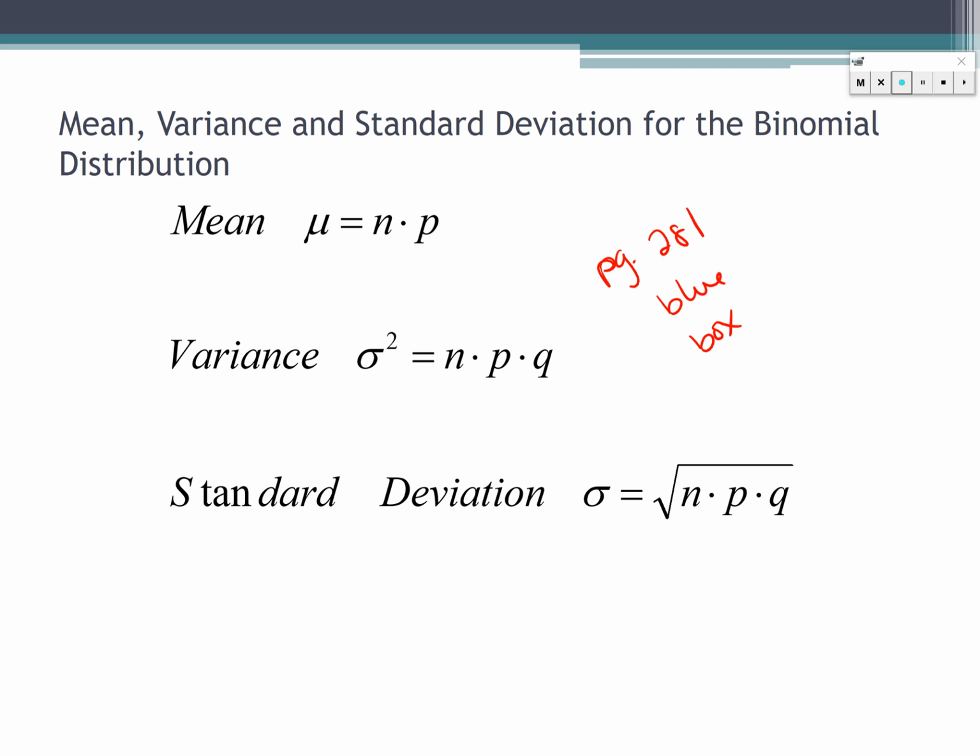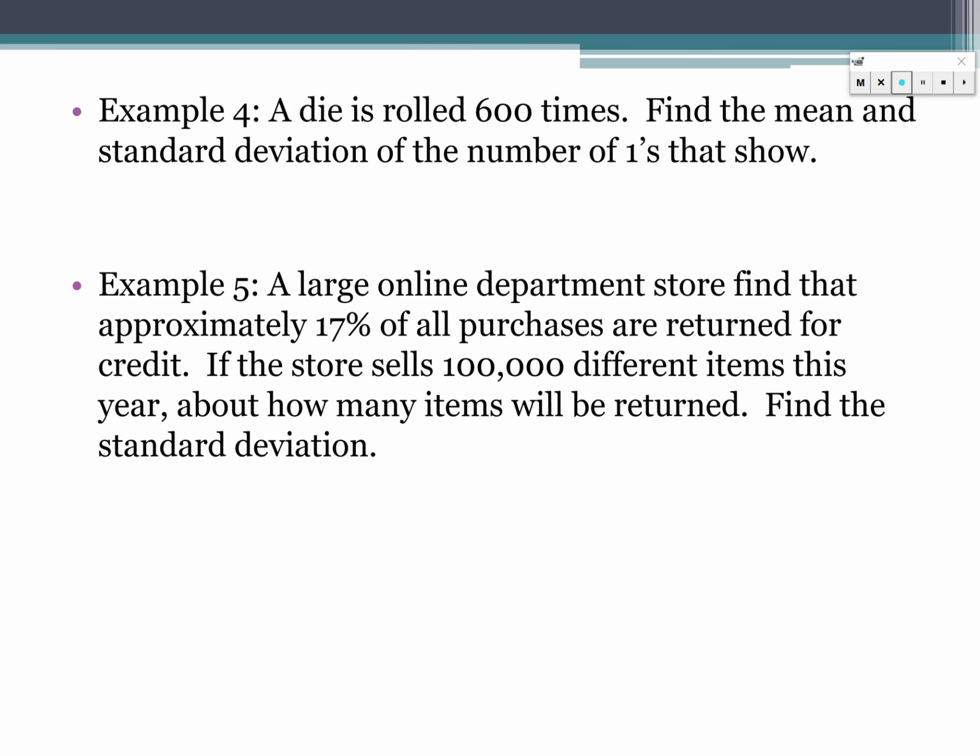All the variables stay the same. N's your number of trials. P's probability of success. Q's probability of failure. We have mu and sigma squared. Those haven't changed. Just one quick example of that. We don't have time for both.